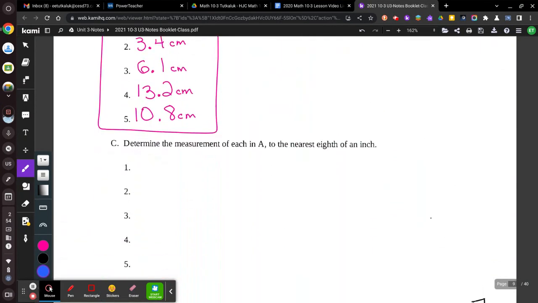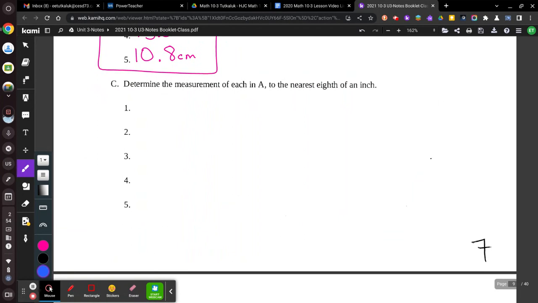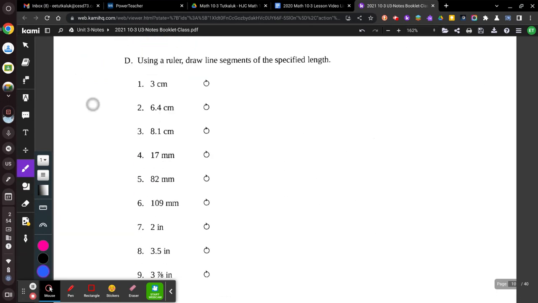Okay, so now on this page, we're going to write those down. This guy ended up being 3 and 3 out of 8, 1 and 3 out of 8, 2 and 3 out of 8, 5 and 2 out of 8, which became 5 and 1/4. And this guy, 4 and 2 out of 8, which becomes 4 and 1/4. Okay, turn your page. Now you are going to grab a ruler and draw how long each of these lines are. And that is going to complete this lesson.